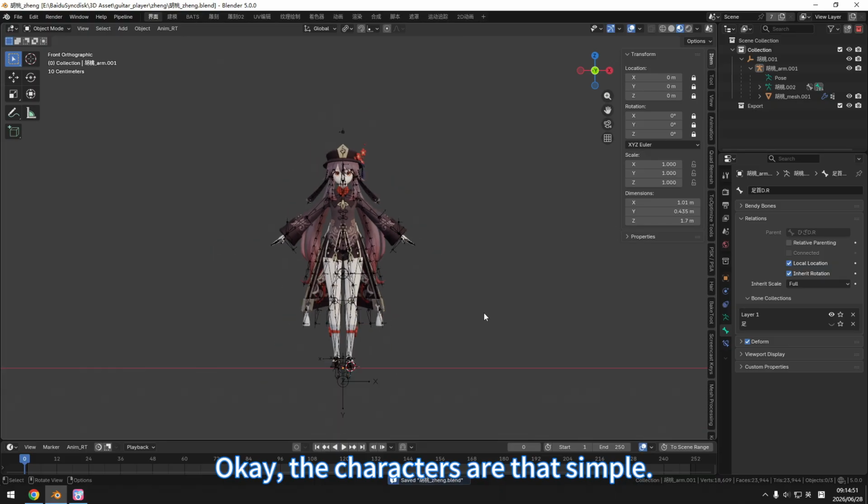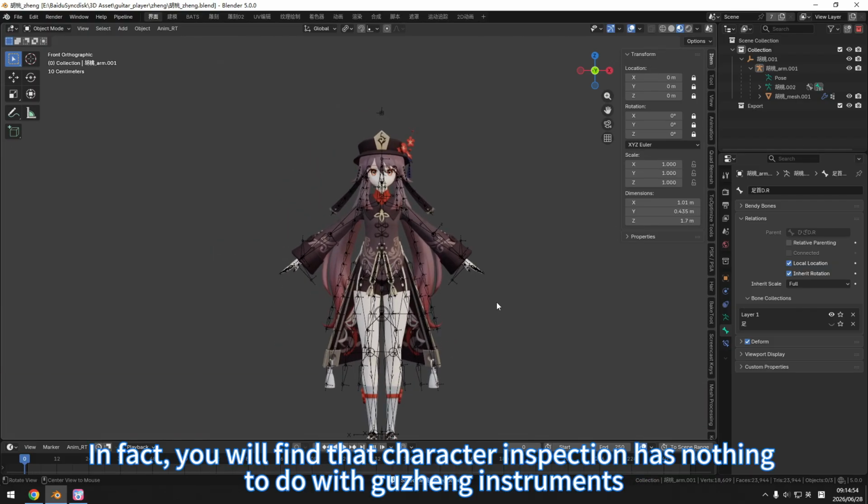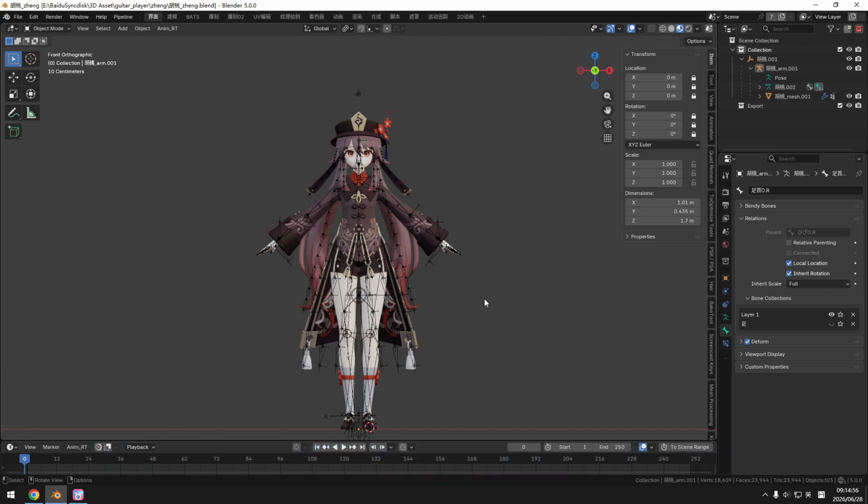Okay, the characters are that simple. In fact, you will find that character inspection has nothing to do with GuZheng instruments.